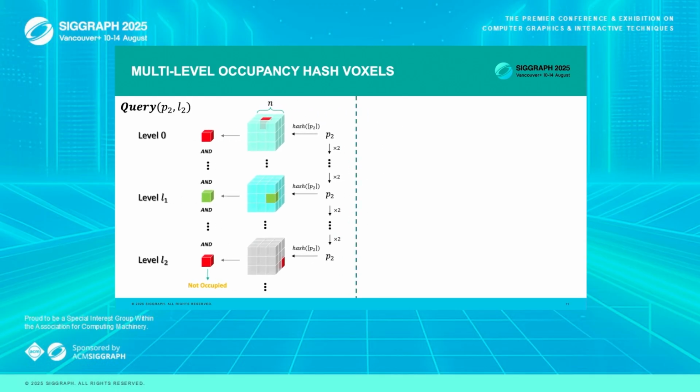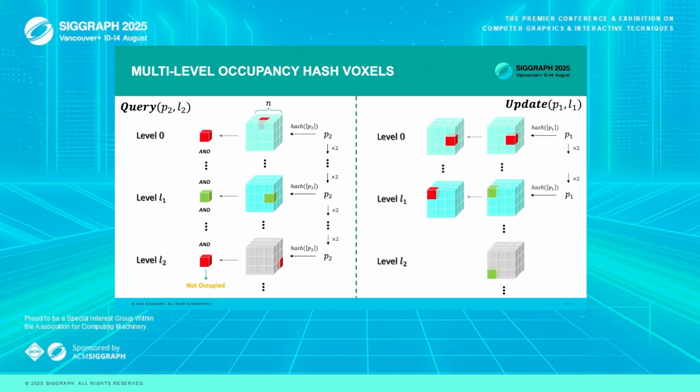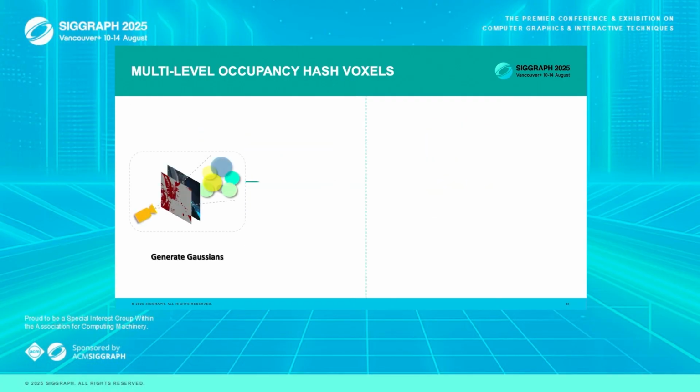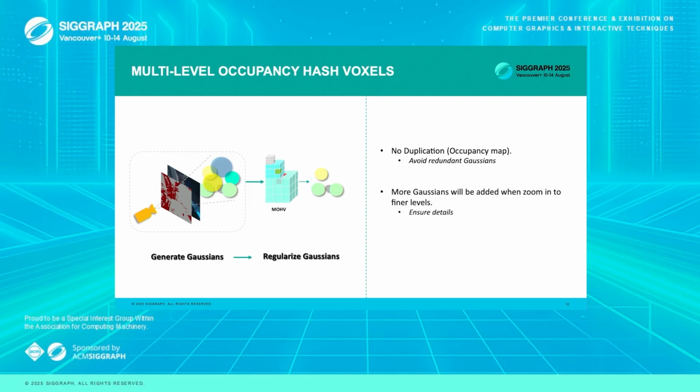To update the multi-level occupancy hashing voxels, the operations are very, very similar. Please refer to the paper for the technical details. Our multi-level occupancy hashing voxel, or MOHV, structure regularizes the Gaussians, taking the newly generated Gaussians from the image. There are three benefits. First, there are no duplications, thanks to the occupancy map we have. Second, detail on demand, since finer levels add Gaussians when we get closer. Third, speed, because hashing is embarrassingly parallel and can run in under 10 milliseconds even in a CPU implementation.